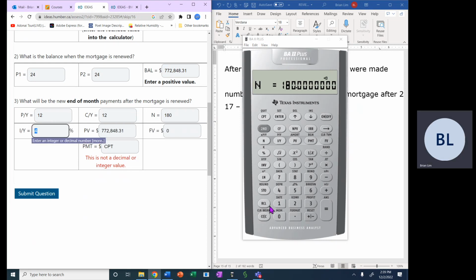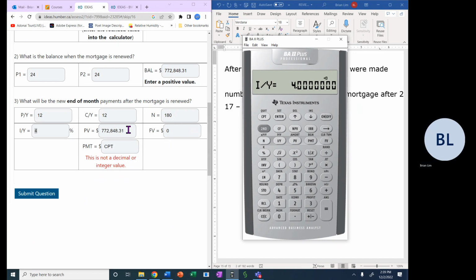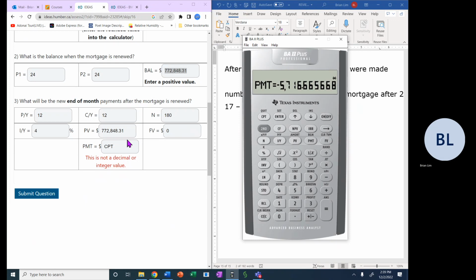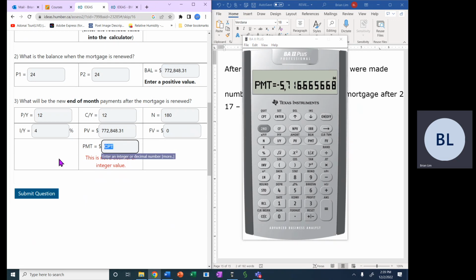Okay, now the interest rate is now 4%. Previously it was, remember, 4.8, so we go 4 IY, and it's entered there. Now we did enter this present value from this balance up here, so we can just recall it to be sure that that is the number there. The future value is 0, and we compute the payment. And the payment turns out to be $5,716.67, rounded to 2 decimal places.